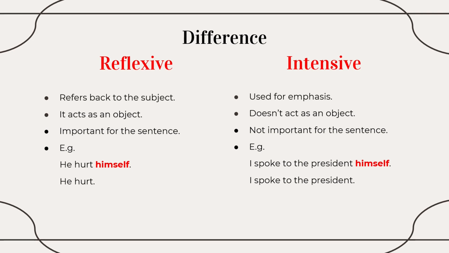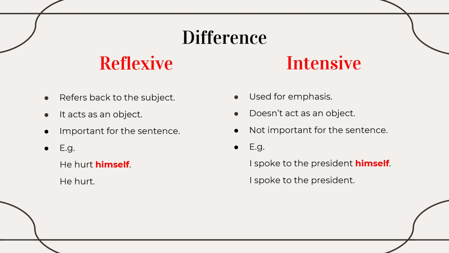For example, he hurt himself. Himself is a reflexive pronoun. It is very important to the sentence because it helps create the meaning, it adds information. Without it, if we write he hurt, it's first of all grammatically wrong. Also, you cannot really understand what is being communicated, right? He hurt what, right? So, himself is very important. Without this pronoun, you won't be able to understand the sentence and what is being communicated.